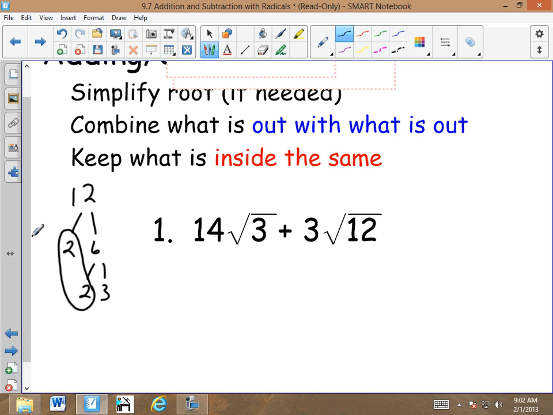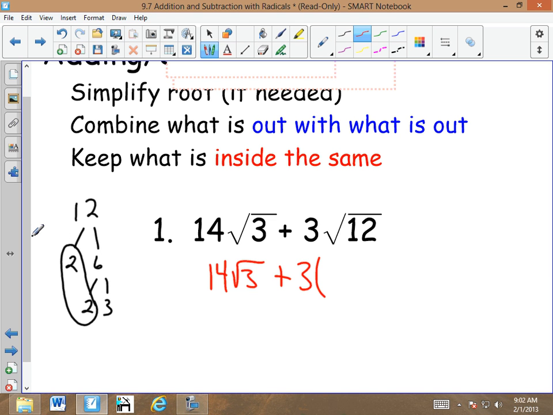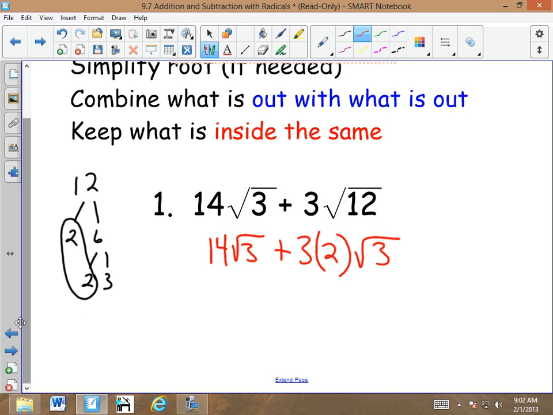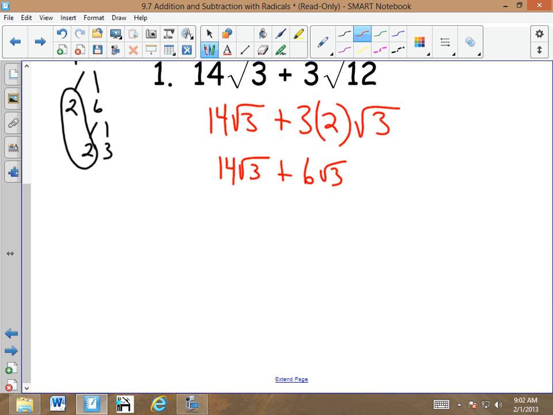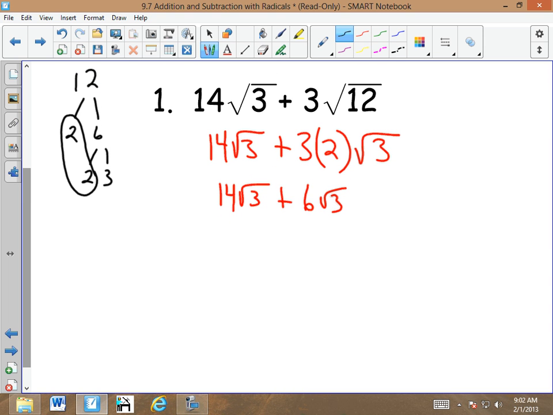So now I have 14 square root of 3 plus. My 3 is already on the outside. What's going to join my 3 on the outside? 1, 2 is going to join my 3. Square root. What stays inside? 3. So this becomes 14 square root of 3 plus 6 square root of 3. Now I add my outsides together. I keep my inside the same. 20 square root of 3 is my answer.